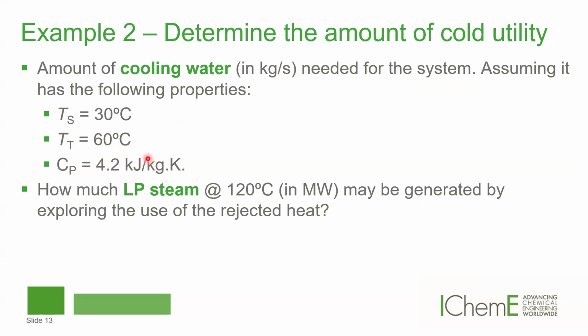Next, for the other option, the low pressure steam, if we're not using cooling water, we can also generate some low pressure steam because of the high pinch temperature. So assuming that the low pressure steam is to be raised at 120 degrees Celsius, this is lower than our pinch temperature. So we can make use of low pressure steam. We just need to check how much of this steam needs to be used.